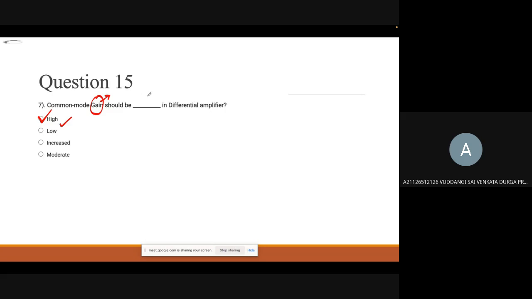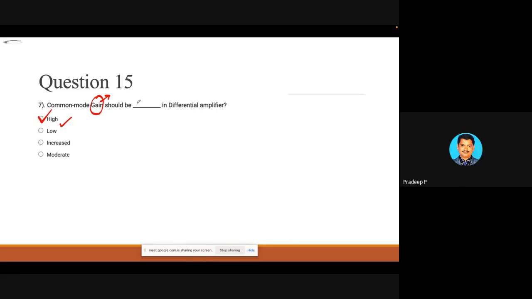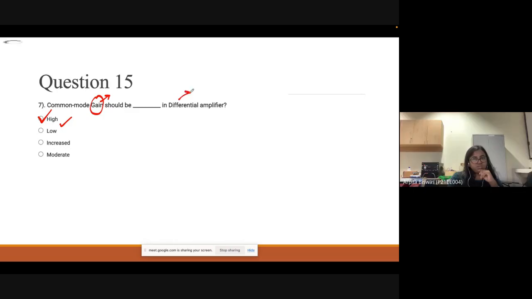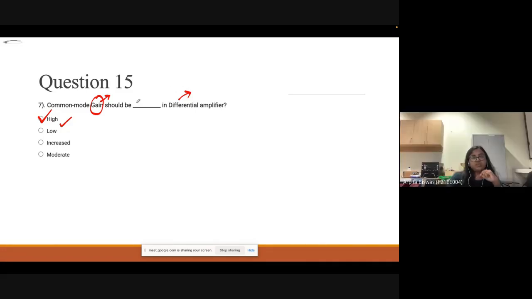Ma'am, in order to increase the CMRR value, the common mode gain should be very low. That is what I thought, madam. Pradeep. Hello. Yes. Differential amplifier is suffering with the low frequency hum noise, madam. So to get more rejection of the common mode at low frequency, common mode gain must be high, madam. Yes, this is the proper explanation that common mode gain should be high.